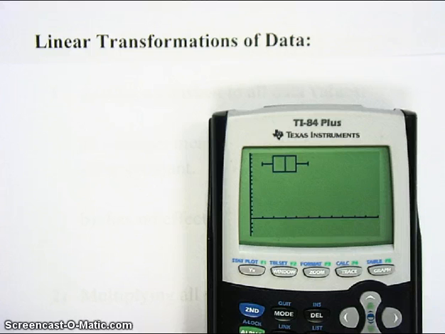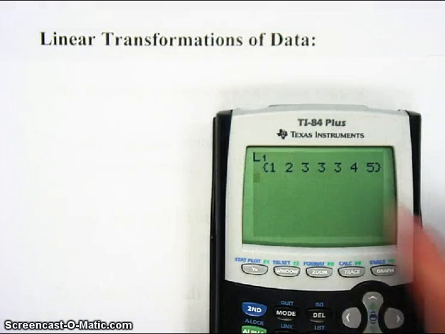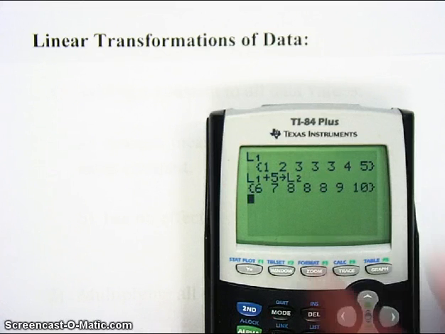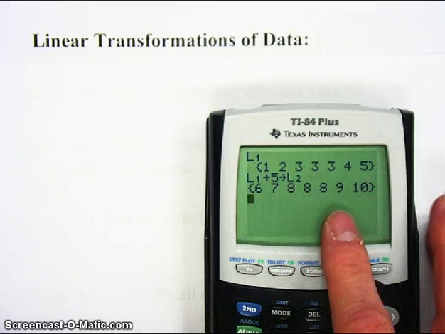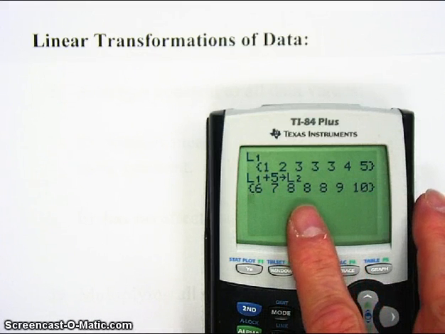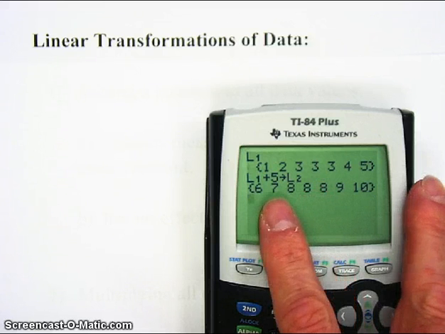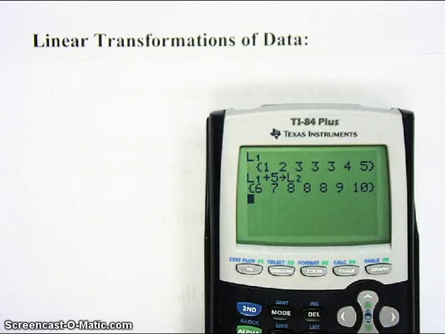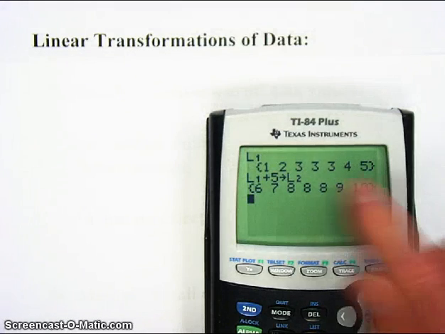And we're going to transform these data values by adding a constant to them. Let's say we add 5 to all of these data values. So we're going to add 5, and we're going to store that in another list, list 2. You see what happens here. All the values in the previous list went up by 5. Now the median is 8, which is 5 more than 3. First quartile is 7, which is 5 more than 2. Third quartile is 9, which is 5 more than 4. But the difference between 7 and 9, the IQR, is 2, just as it was before.